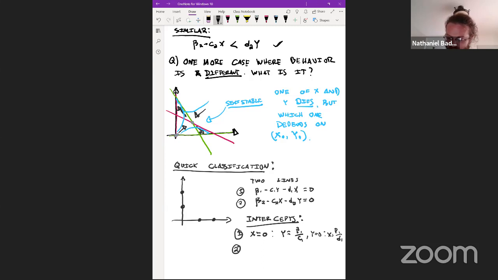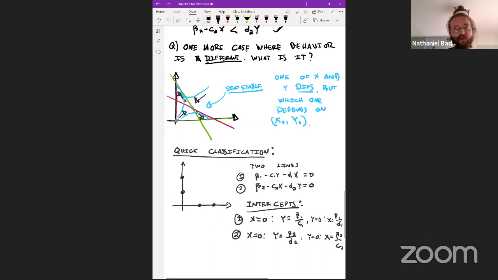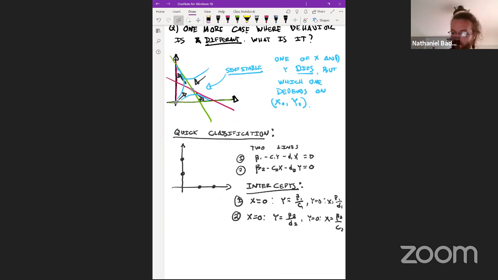So similarly, for equation 2, the x equals 0 intercept is going to be when y equals beta 2 over D2, and the y equals 0 is going to be when x equals beta 2 over C2. Right, our goal here is to write down some equations that you can evaluate. And so which of these intercepts maps to which point is going to determine exactly this behavior up here.